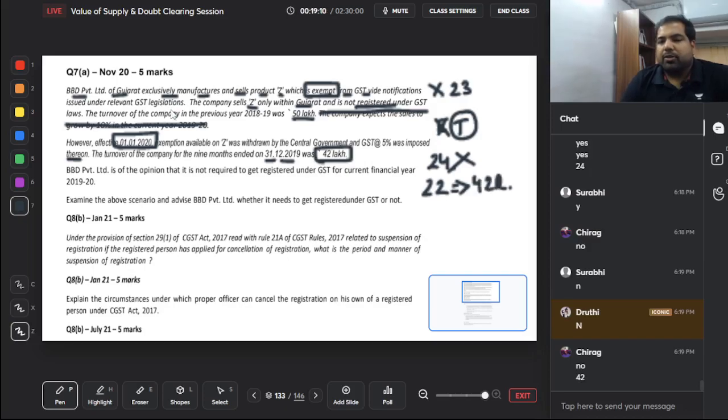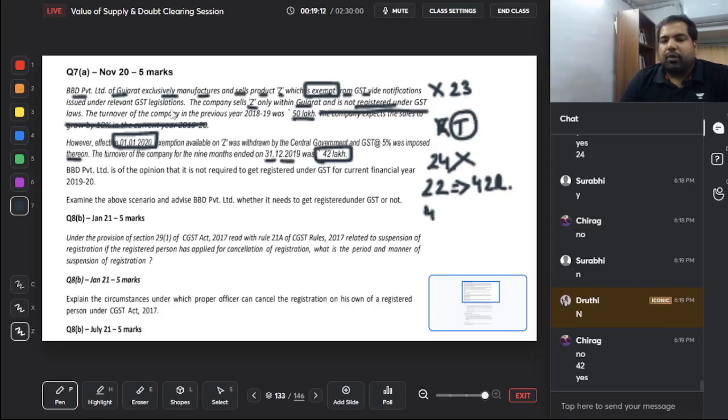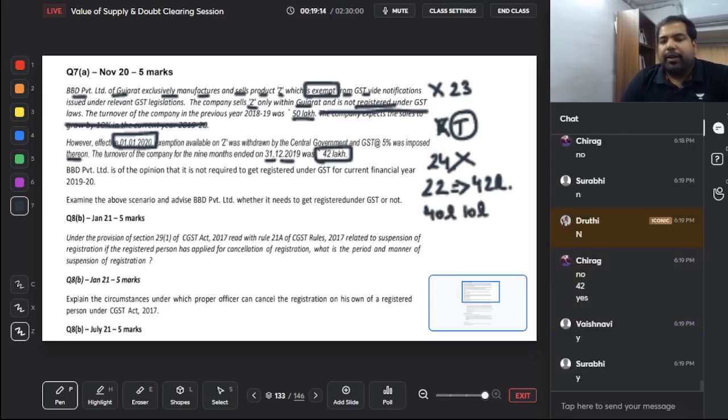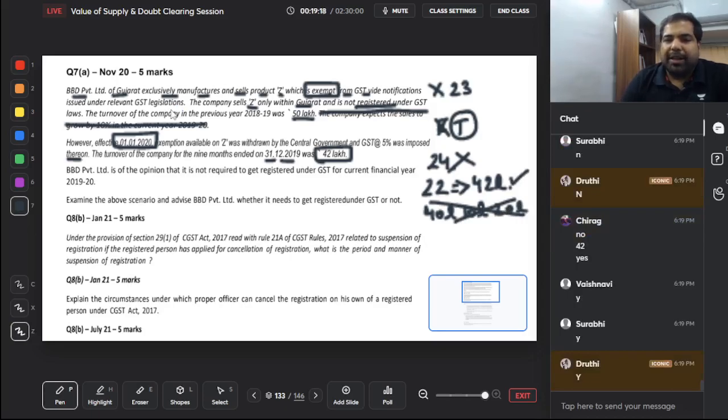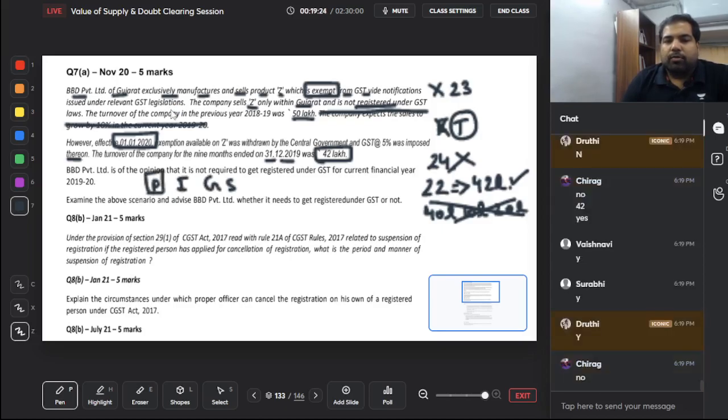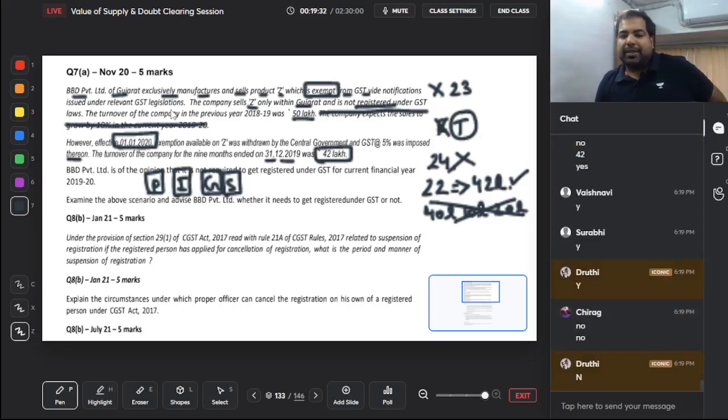So will they be registered, guys? Whether it's 40 or 10 or 20, they've crossed them all. So will they require registration? Yes. But let's check what is their limit, guys. Let's check for PIGS. Are they dealing in prohibited goods? No. Interstate? No. Only goods? Yes. And are they in NT, Mami or Put Sam? No. Then in that case, guys, their limit is 40 lakh, which they have crossed.